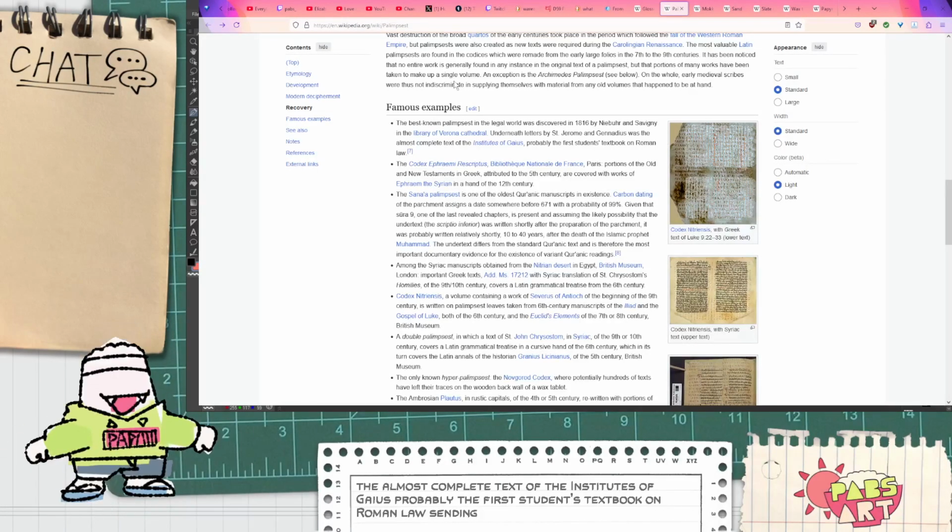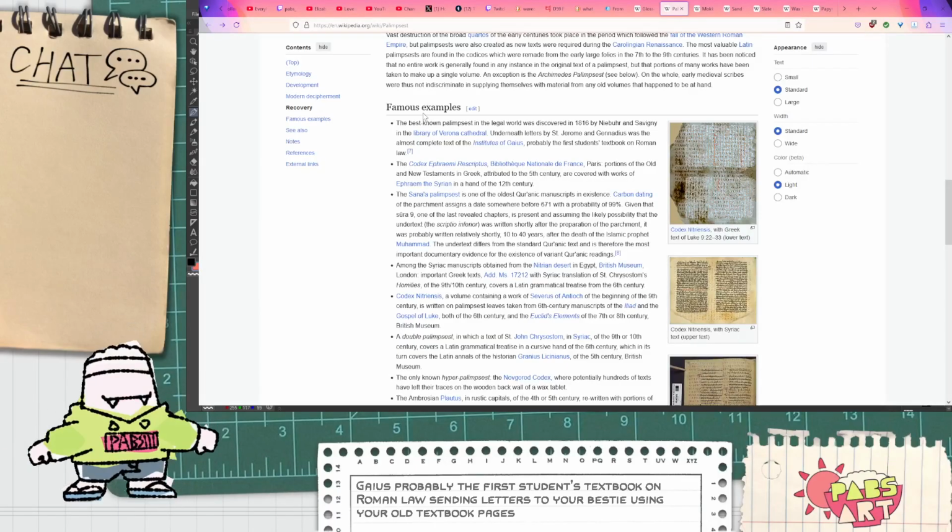Sending letters to your Bessie using your old textbook pages. We've all been there.